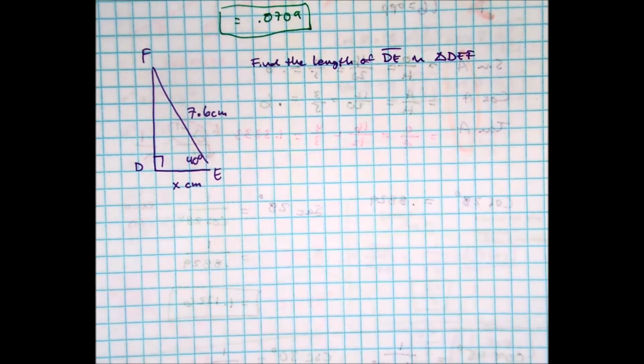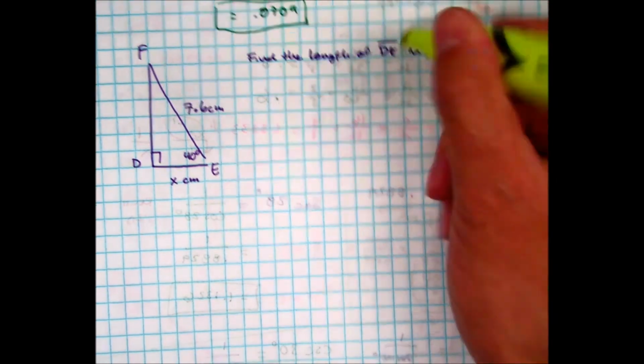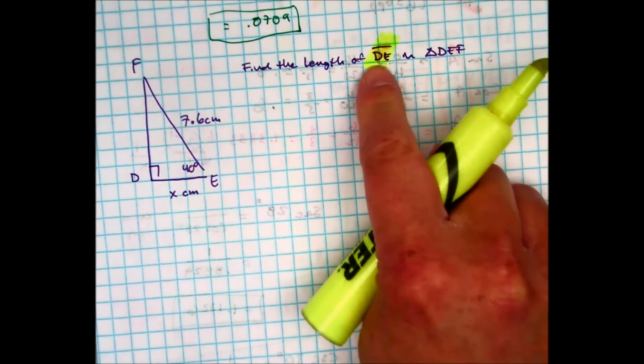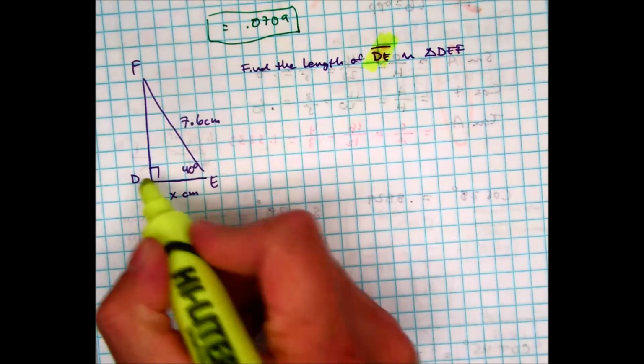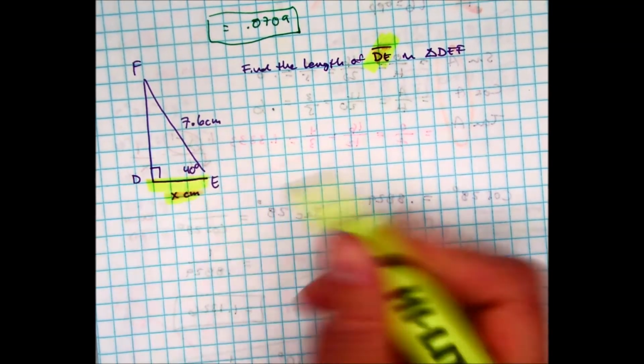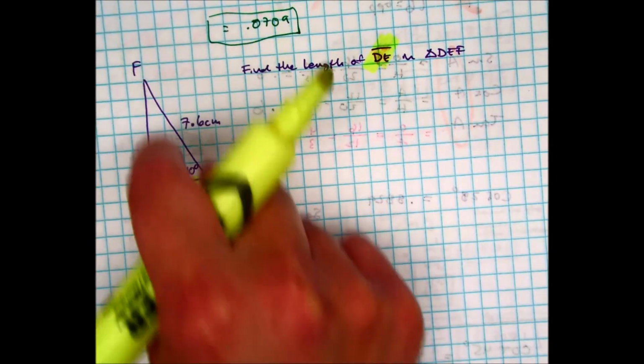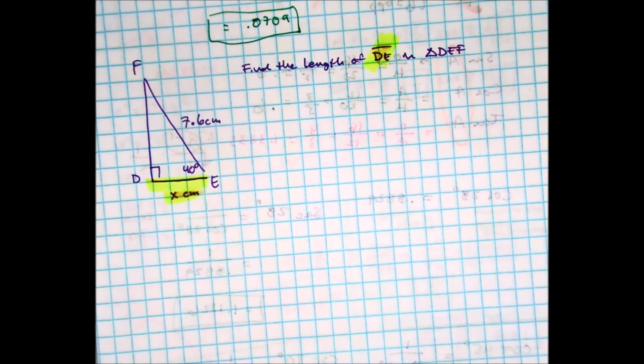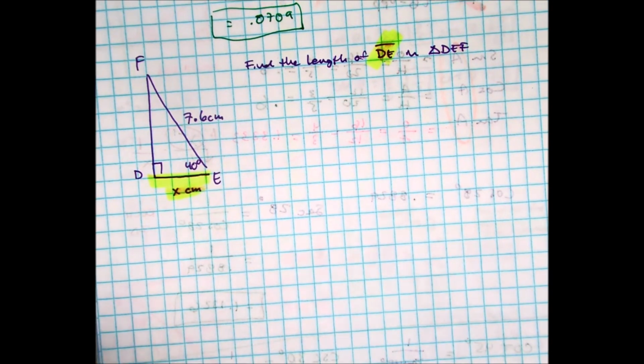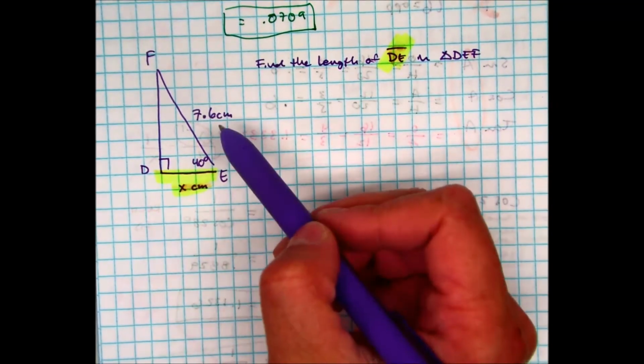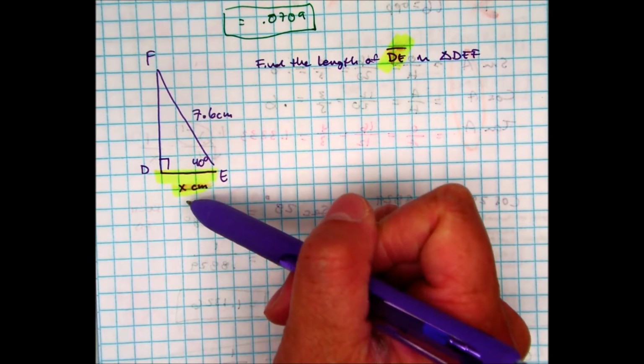Find the length of DE. Back in geometry, that's line segment DE. So DE already tells you has an x in triangle DEF. As I think about how to do this problem, I realize that I'm solving for a side.